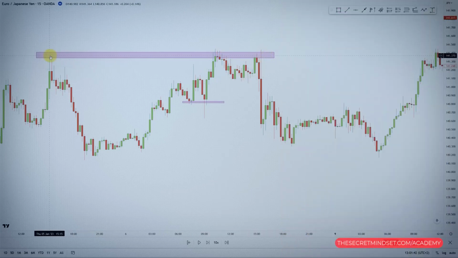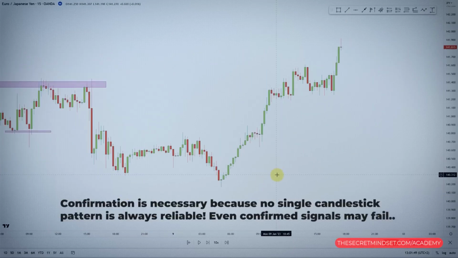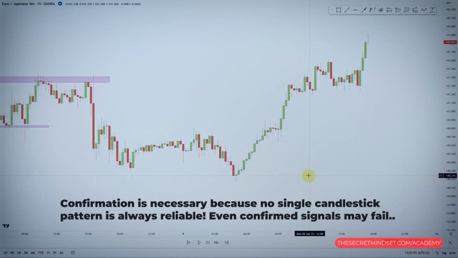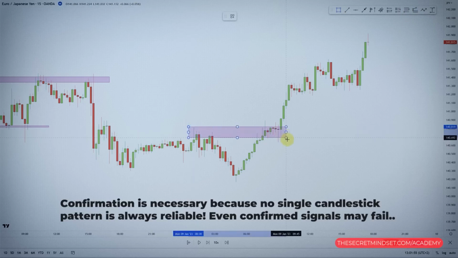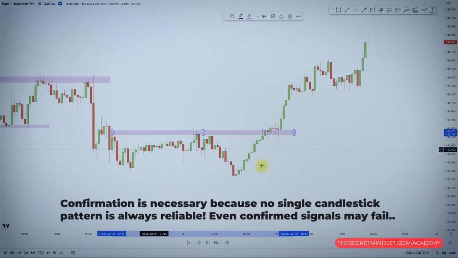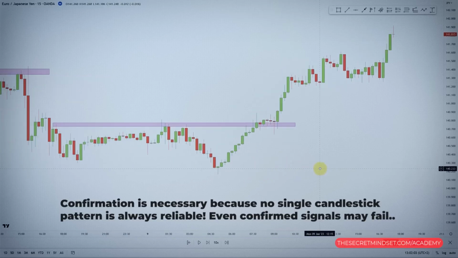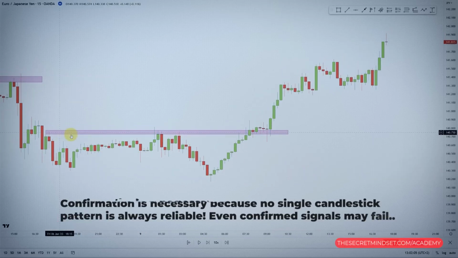You need to rely on confirmation to improve your timing of entry and exit. Confirmation is necessary because no single candlestick pattern is always reliable. You know this. Even confirmed signals may fail. However, with the use of confirmation, the ratio of successful timing improves, and failed signals are more easily spotted.